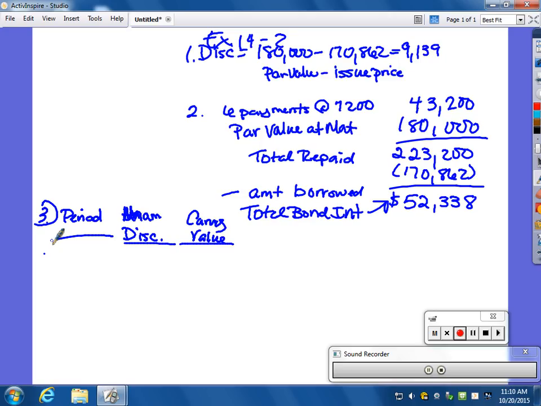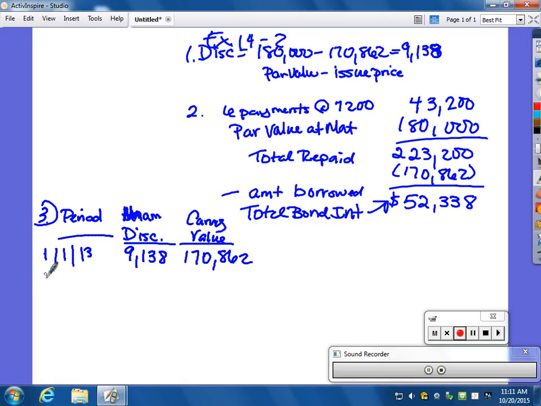So on January 1st, 2013, the unamortized discount is 9,138, and that's from the very first part. The carrying value is 170,862, and that's from the very beginning. Now, what I did is I took the 9,138 and divided it by 6 payments, and that turned out to be 1,523.